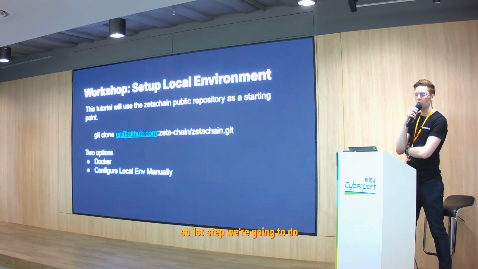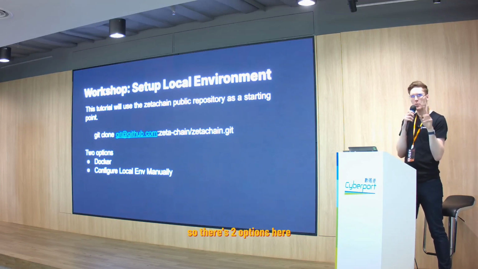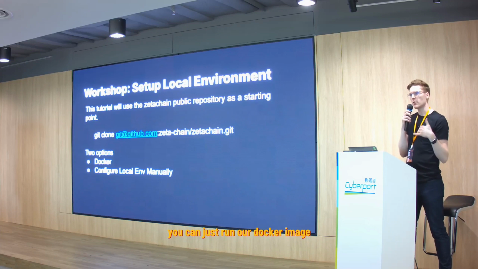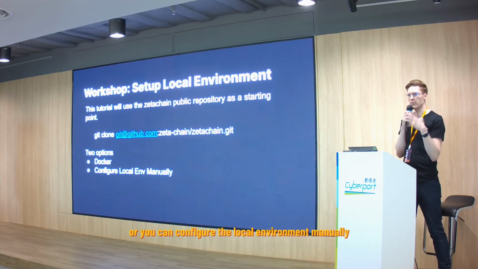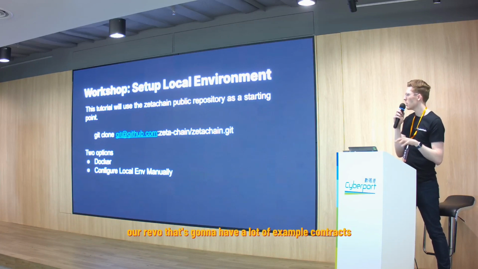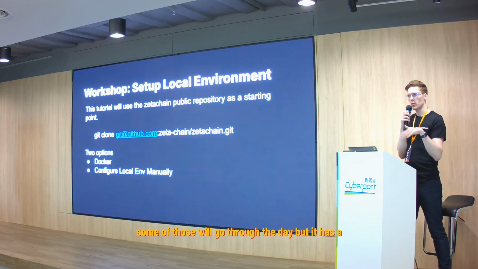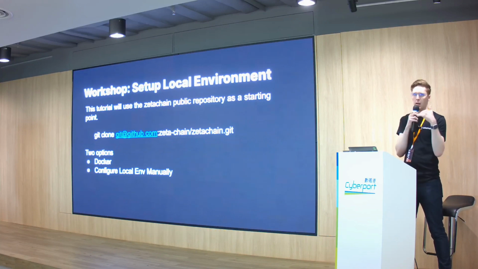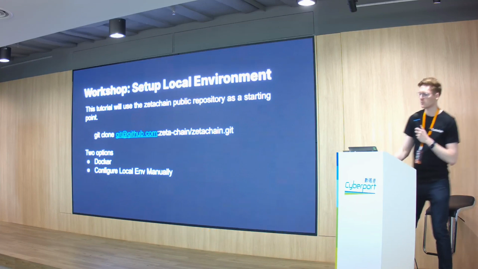So the first step we're going to do here is set up the local environment. There's two options here. You can just run our Docker image, and that has everything installed for you, or you can configure your local environment manually. The first thing you're going to want to do, though, is clone our repo. That's going to have a lot of example contracts. Some of those we'll go through today, but it has a whole bunch of other examples we're not going to cover that you can find to help fund or fuel your project.